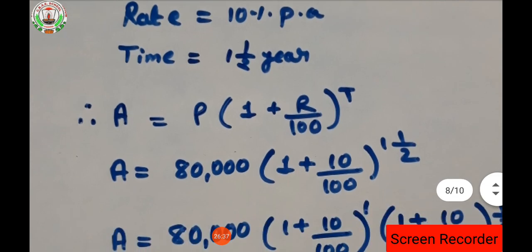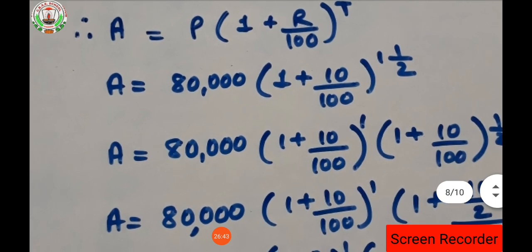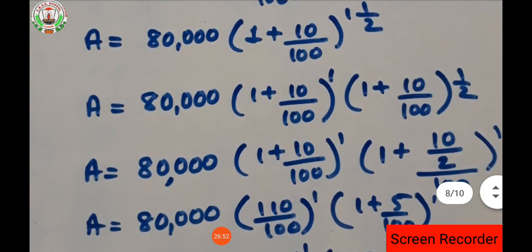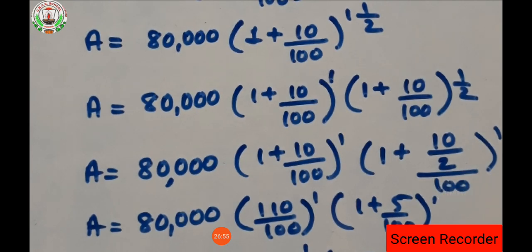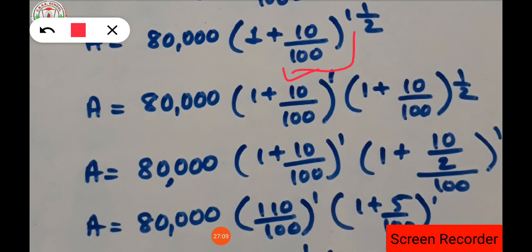So A is equals to P into (1 plus R upon 100) to the power T, where P value is 80,000. 1 plus 10 upon 100 whole to the power 1 by 2 we are having, isn't it? Now, as I told you in yesterday's video, if time is in the form of a mixed fraction, we can separate it. Suppose 1.5 years, that means we can take 1 year and half year separately in the powers. So while taking it separately in the powers, 1 year for this 1 plus 10 upon 100 whole to the power 1, and half will be separated again, that is 1 plus 10 upon 100.